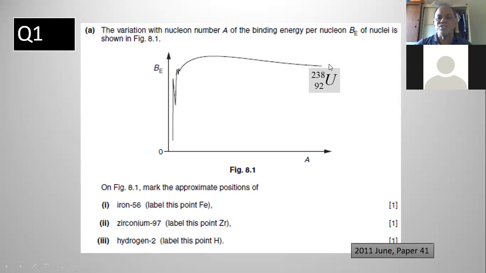So the last one is usually uranium 238. That one you should know. They did not say, but you should know roughly. That value is 238 here. And then iron is the maximum point here, roughly there. Then zirconium, Zr, is about 97. This one is about 56. Hydrogen is this part there, somewhere there. Put it there. That's all. Isotope of hydrogen, deuterium.